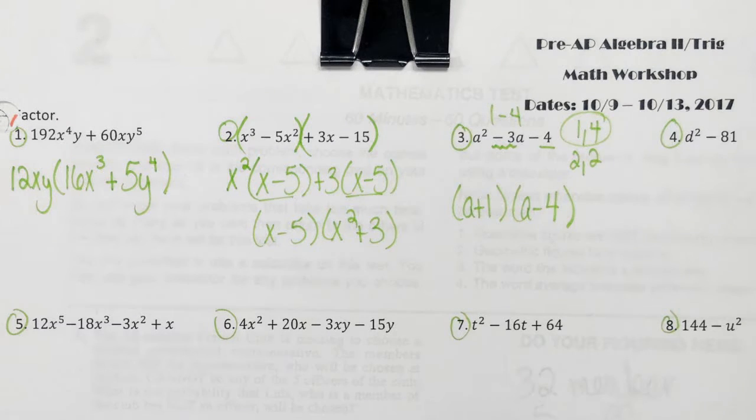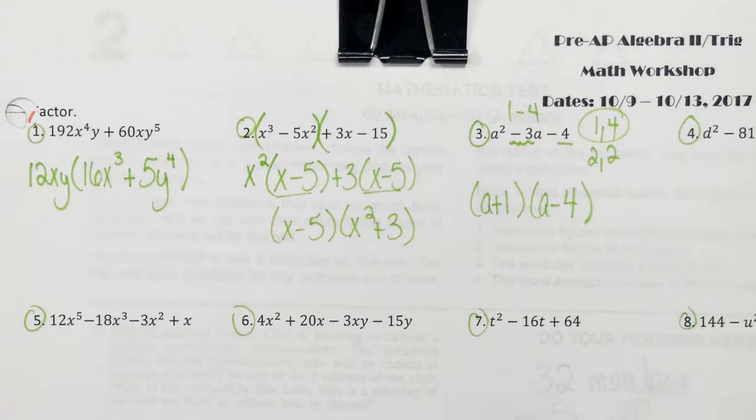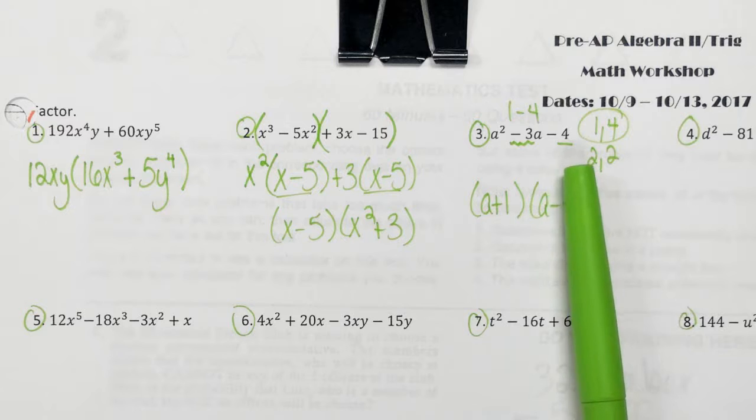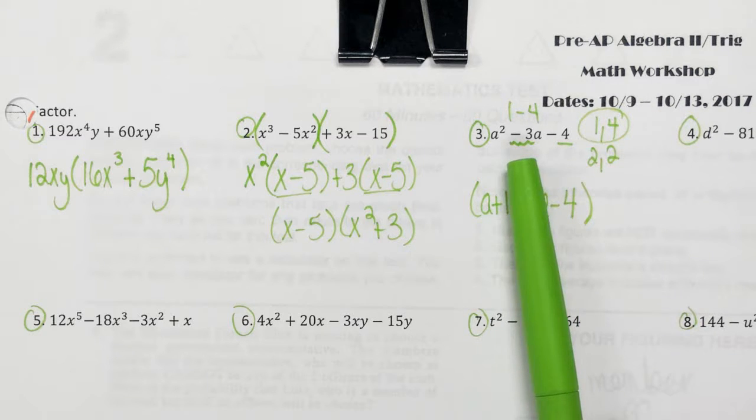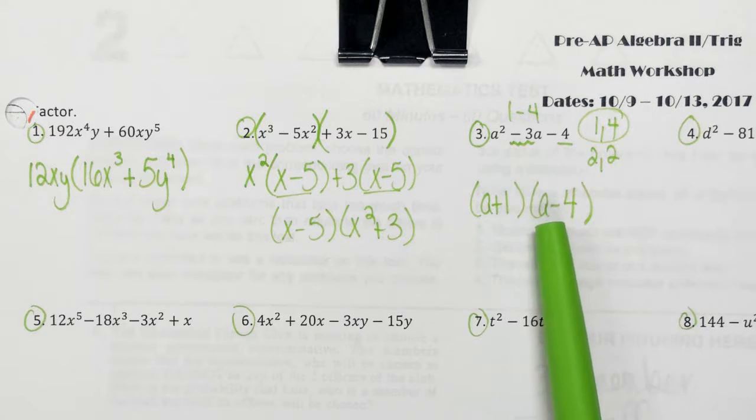Let's check our work on 1 through 3. Are there any issues on 1, 2, or 3? Number 3 has 3 terms. It does not have a GCF. So you do factors of the back number that add or subtract to be the middle number. And 1 minus 4 would be negative 3. Anybody else on 1, 2, or 3?